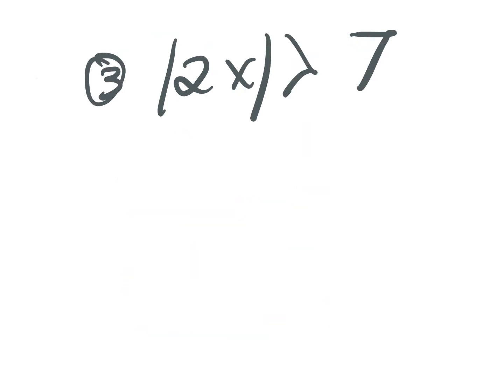Let's do number 3. So my absolute value is already isolated, so we can go ahead and drop it and keep our first inequality exactly the same. So 2x is greater than 7. What's the other one going to be? 2x is less than negative 7. Perfect.